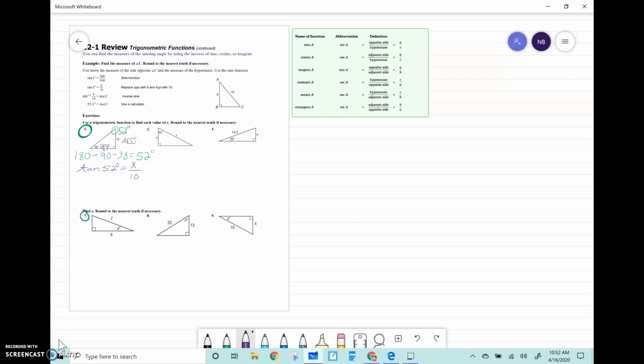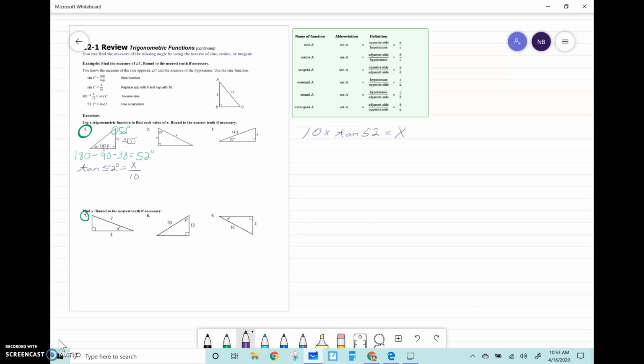All right, so now that I have that worked out, I'm going to do a little bit of algebra here. When I have a fraction and I want to get rid of that denominator, I just multiply both sides by the denominator. So if I multiply both sides by the denominator, I'm going to get 10 times the tangent of 52 equals x. I rewrote this equation by multiplying 10 on both sides.